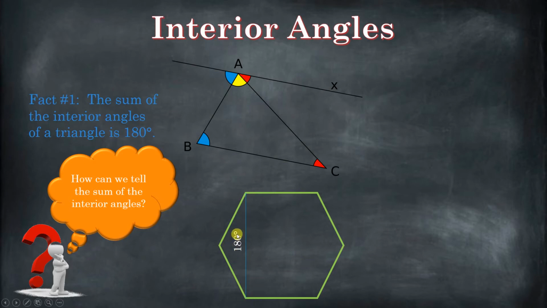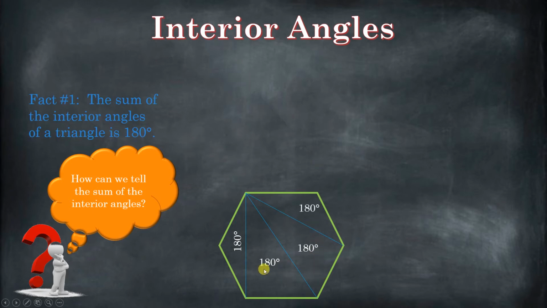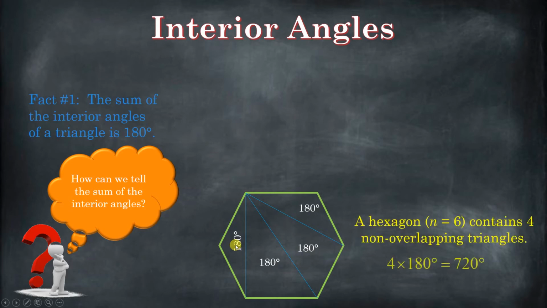That's 180 degrees inside that triangle. So this angle, this angle, this angle all add up to 180. Let's do that again. Now, this angle and this angle and this angle add up to 180 as well. And we have one more line we can draw that makes 2 more triangles. So each of these triangles has 180 degrees. There are 4 of them. 4 times 180 is 720 degrees.